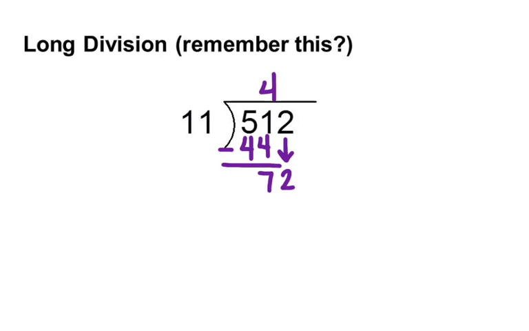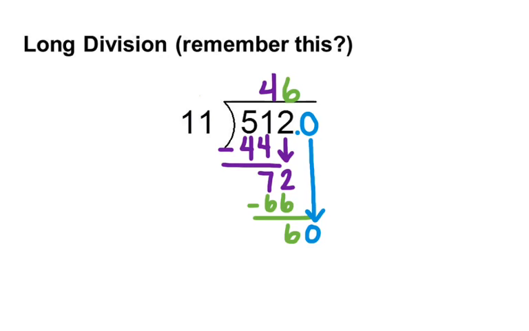So now I want to compare, and I'm going to see 11 times what could equal 72. So I'm going to try 6. Then again I multiply 6 times the 11 and write it down, and then I'm going to subtract that from 72. So 72 minus 66 is 6. Now I've run out of numbers, but I'm not finished dividing. So you can add a decimal and another 0, and we bring the 0 down.